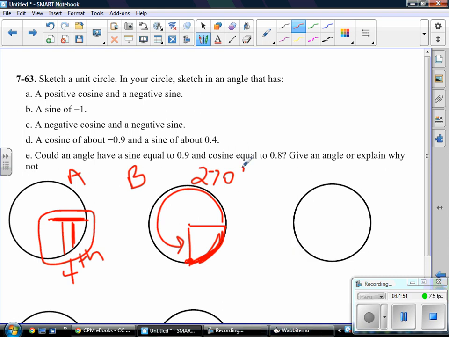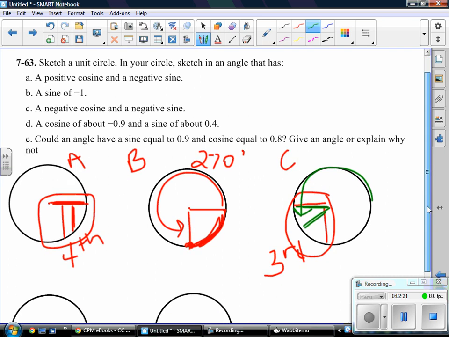Okay. So part C, I have a negative cosine, which means I'm to the left, and a negative sine, which means I'm down somewhere. So anything in this area is going to work. So that's going to be my 3rd quadrant. If, say, this is 200 degrees, it is to the left of center, and it is down. So anything in the 3rd quadrant will work for part C.